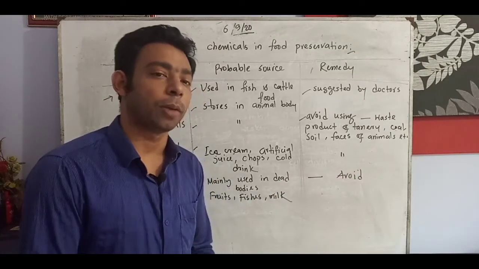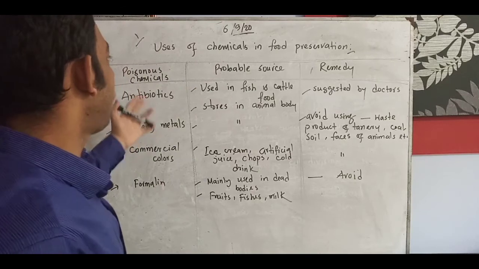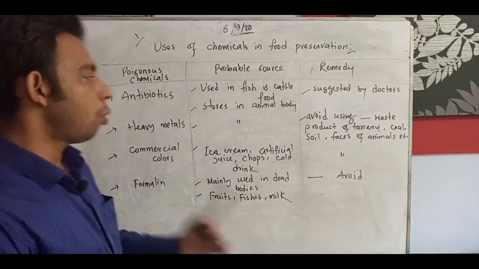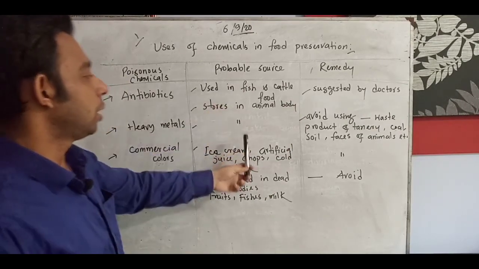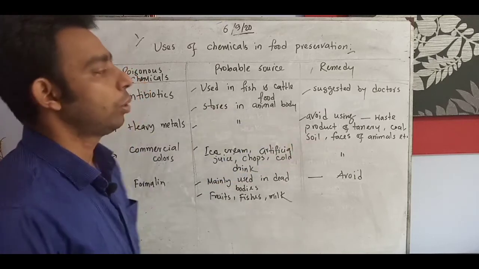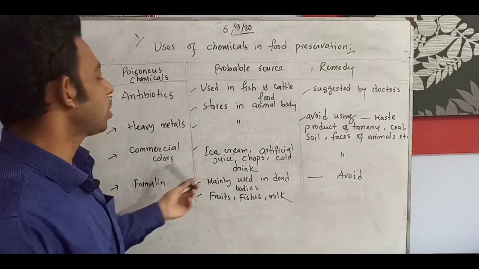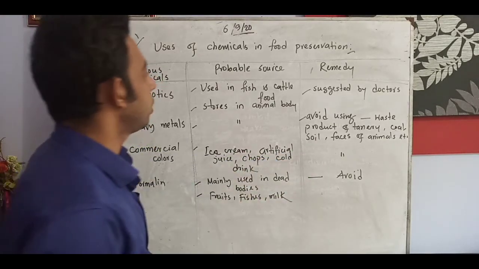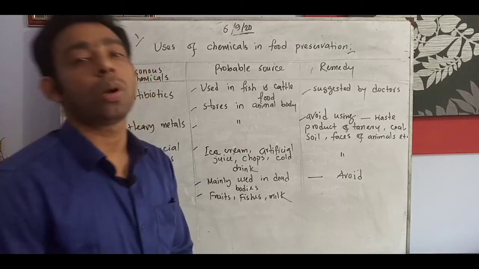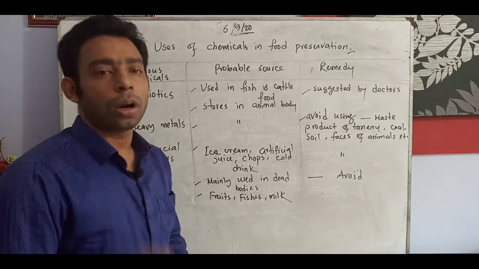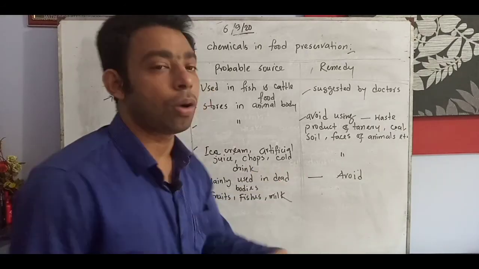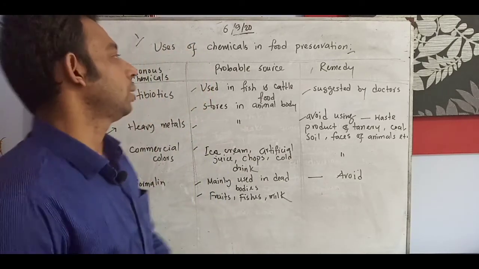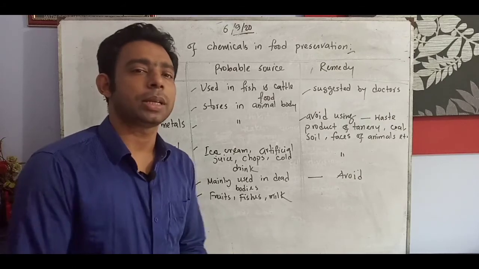Avoid using this one. So my dear students, what we have written about poisonous chemicals, probable sources and remedies: antibiotics, where they are found and how we can remedy; heavy metals, their probable sources and which inedible waste products not to use; commercial colors, their sources; and formalin, where we get it from and what to avoid. These are the four important chemicals I have written. To complete the chart, three other sources are given in your book. Find out the other three sources and submit them to me in the comment box.